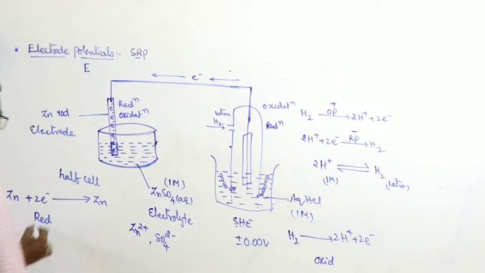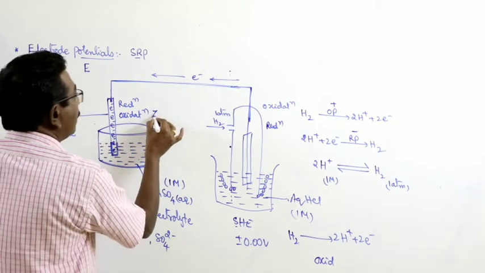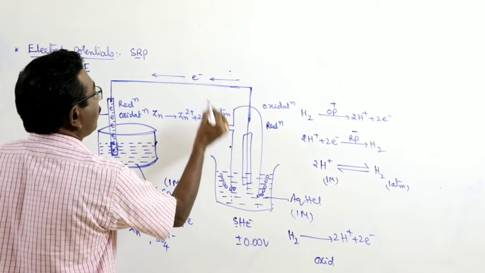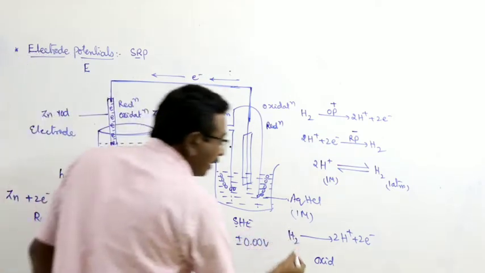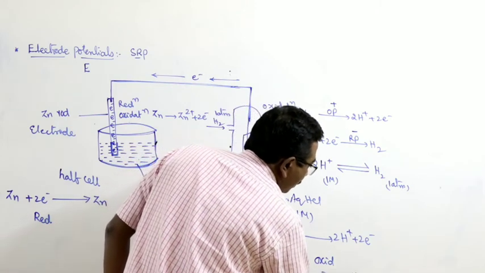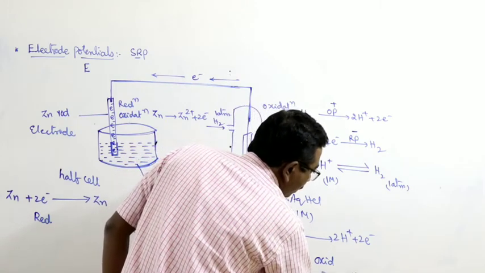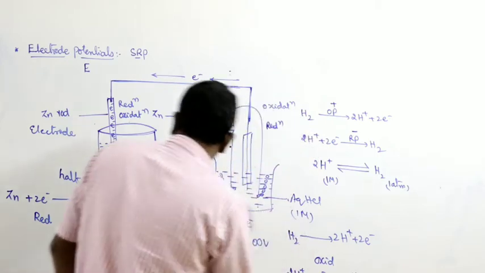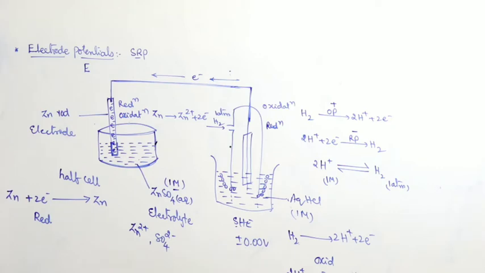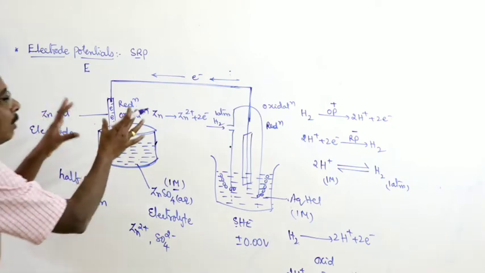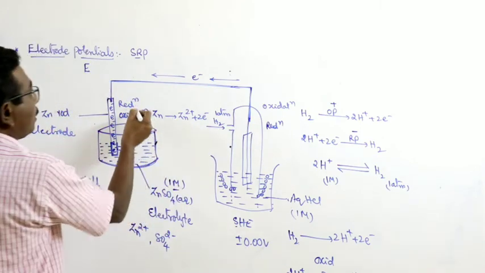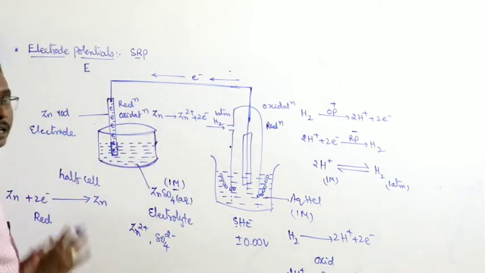Then what about the reaction? Zn gives rise to Zn2+ plus 2 electrons. Then the reaction that takes place here is 2H+ plus 2 electrons gives rise to H2. This is 1 atmosphere. This is 1 molar. And here this is 1 molar concentrated. Such types of electrodes are known as reversible electrodes.